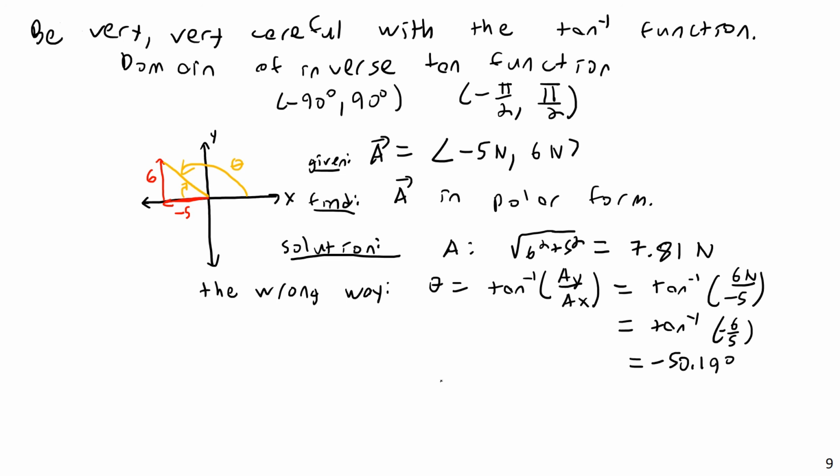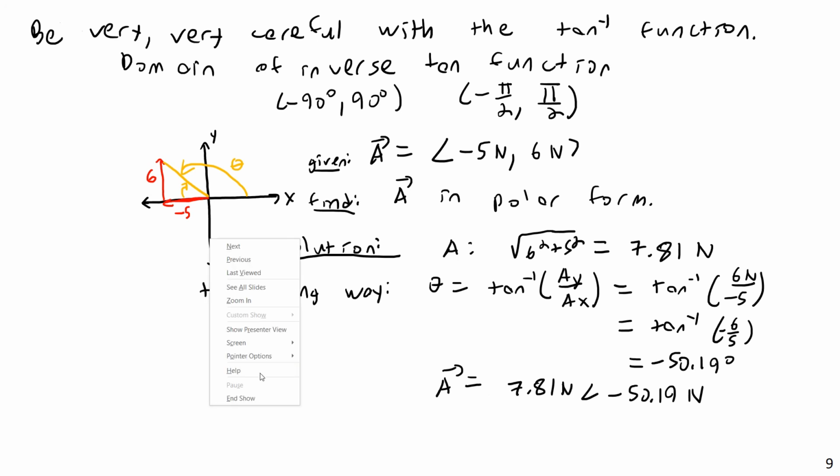And then I just go ahead and happily report that vector A is equal to 7.81 newtons at an angle of -50.19 degrees. This is how you get my exam problems wrong. This is not correct. Maybe I'll do it in a different color. Actually, let's do this in blood red, just to really indicate this is not correct. Just a big old bar through that.